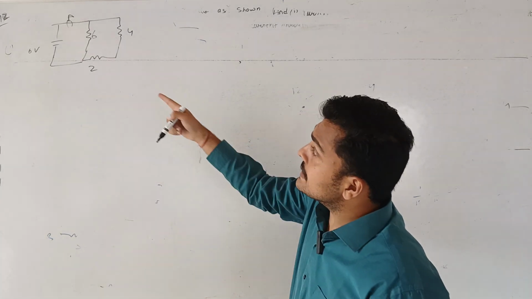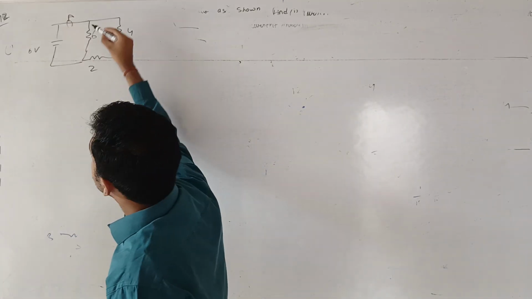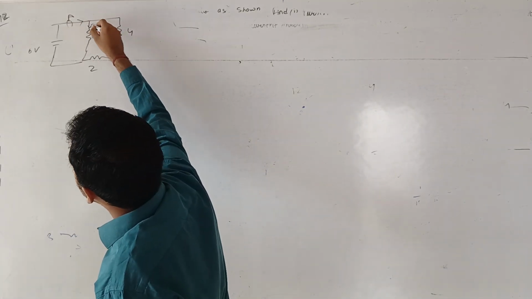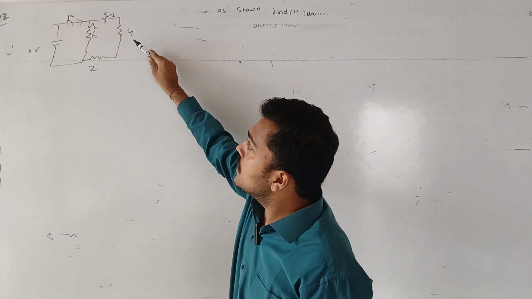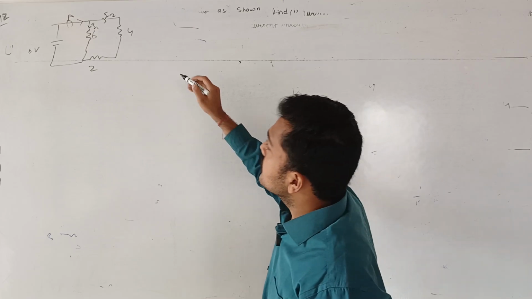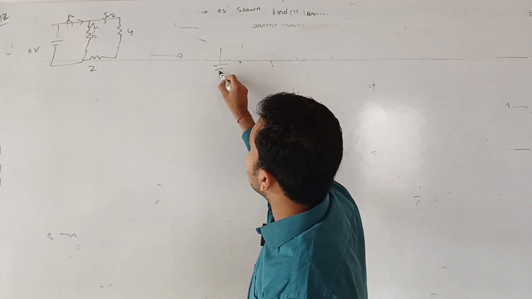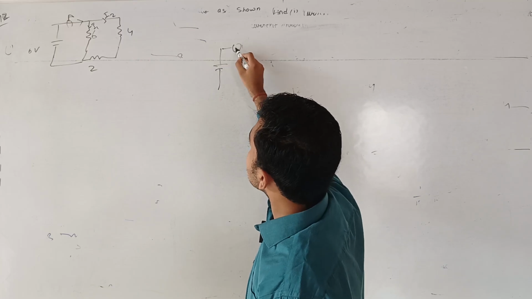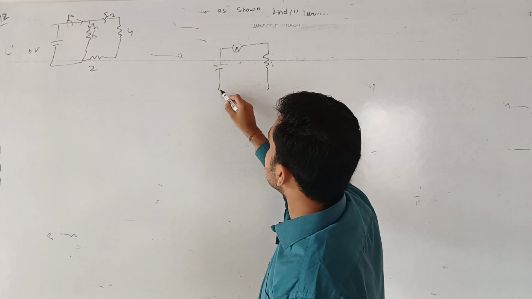From here we can clearly see that current I is coming from here. I will be divided into I1 and I2. The same current I2 will flow through the 4 ohm resistance and the 2 ohm resistance. It means this same circuit can be drawn as follows: here is an ammeter, and here is the 6 ohm resistance.